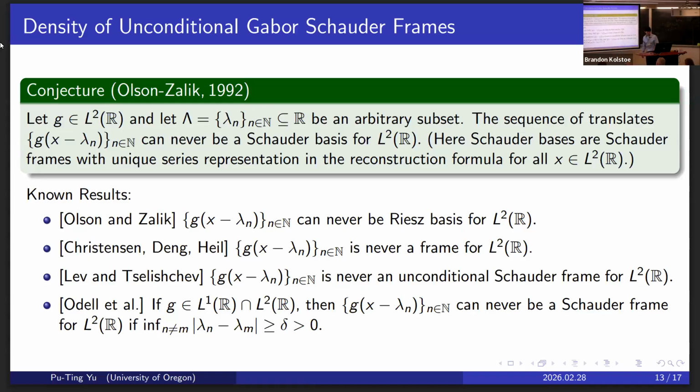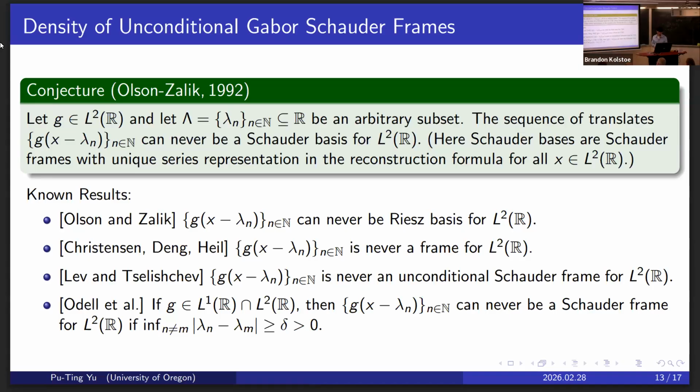delta. And let me mention that before Odell and his co-authors proved this result, Christensen, Deng, and Heil also proved that back in 2000, if g, the generator, is in L1(R) and also in L2(R), then whatever translates you use, the corresponding system of translates can never be a Schauder basis for L2(R). So that result was once the best result for like 11 years until the result by Odell came out.